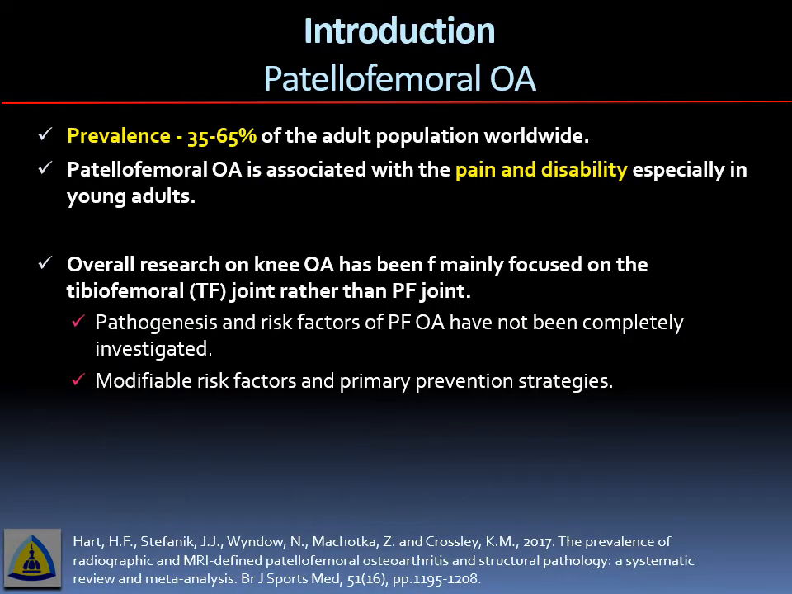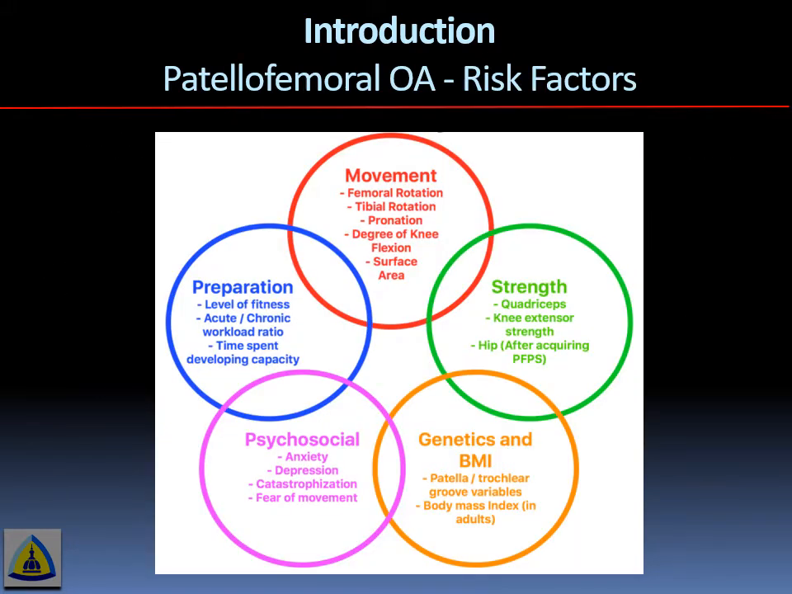I'm going to start with a brief introduction. Evidence showed that 35 to 65% of the adult population have clinical or radiographic patellofemoral osteoarthritis, which is related to a high level of pain and disability. Despite the importance and high prevalence of patellofemoral OA, insufficient evidence has focused on this medical condition, and risk factors of patellofemoral OA have not been completely investigated. In this slide, you can see the main causes and risk factors of patellofemoral OA, including modifiable and non-modifiable factors such as BMI and muscle strength.